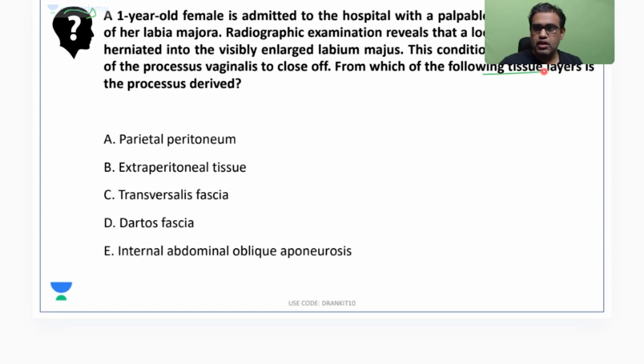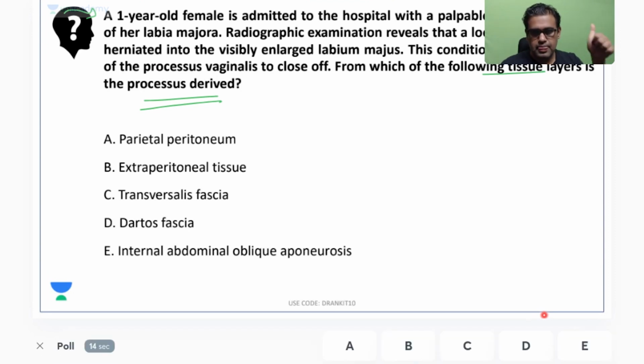From which of the following tissue layers is the processus derived? 5 options, 15 seconds. All the very best. That's a simple question. Processus is derived from where? Hmm. 30-30 going with A and C.